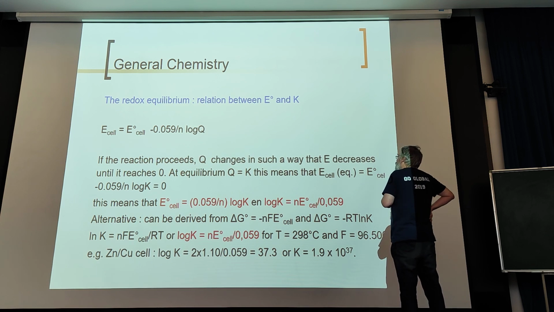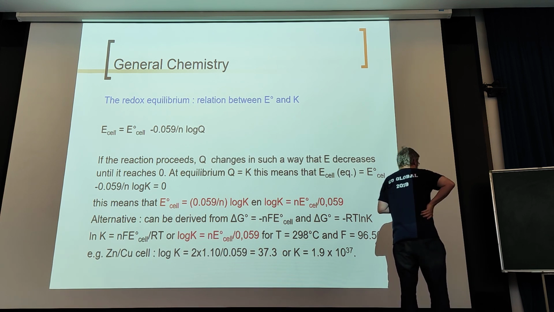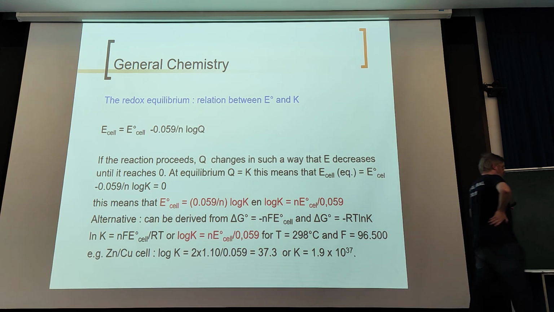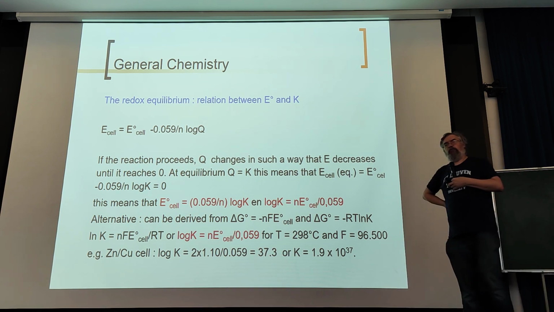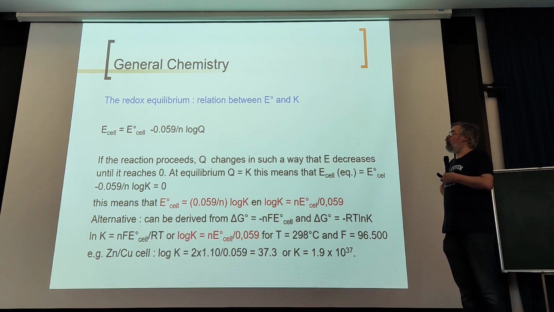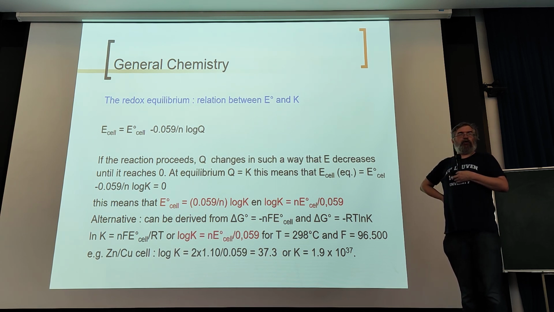And at this point, we reach also the equilibrium concentrations. That means ln Q is actually ln K. So that means the cell potential becomes at that moment, or equalizes to, 0.059 divided by n log K.